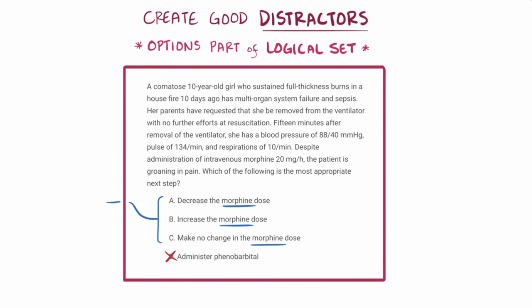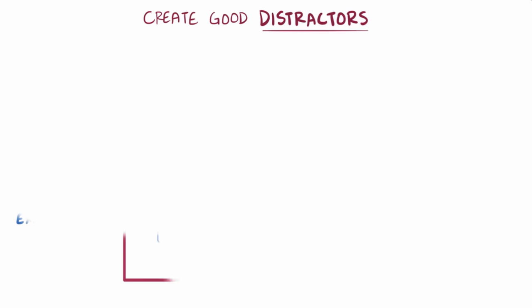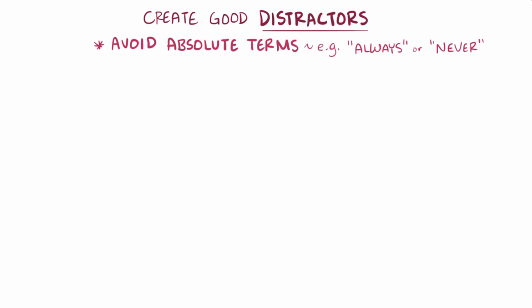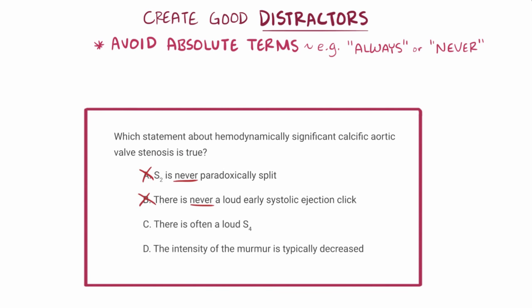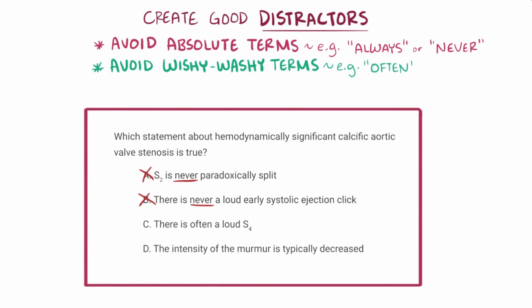If a set of options is mutually exclusive and exhaustive, then one of them has to be correct, and there's no point in including other options. And third, you want to avoid absolute terms like always or never, because that's a red flag since extreme statements are unlikely to be true. Here's an example where both option A and B violate this rule. It's also a good idea, though, to avoid wishy-washy words, like often, typically, and sometimes, since they're more likely to be correct.